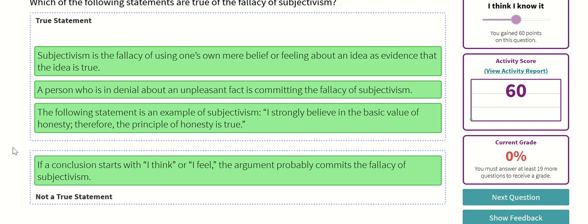Like when a teacher asks you, how do you feel about this? No, the correct question most of the time is to ask, what do you think? Not what do you feel, right?